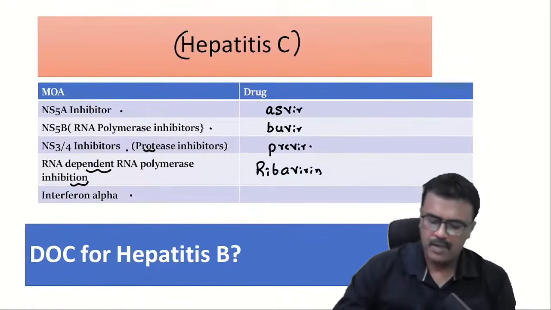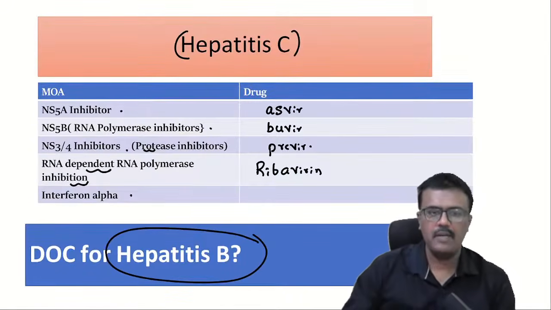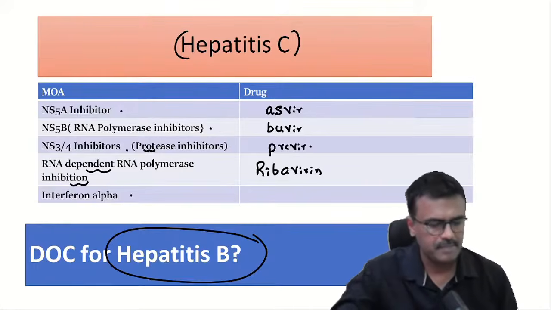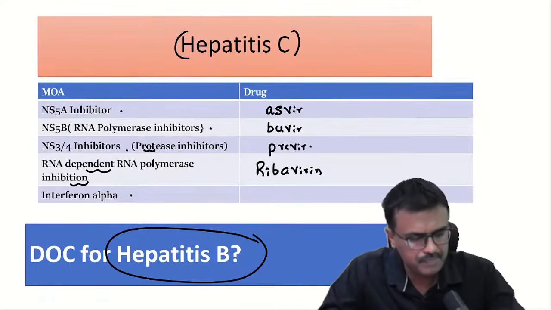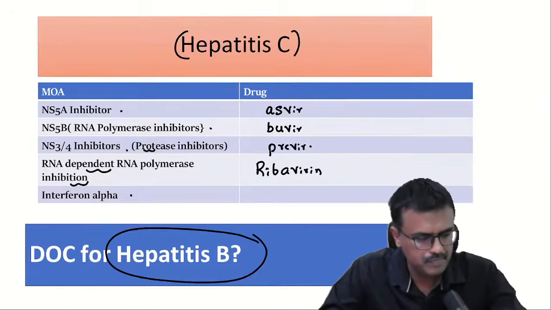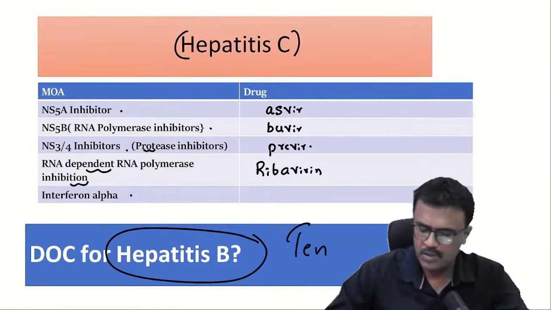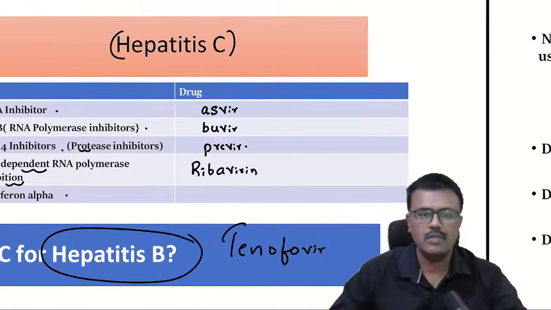Now coming to hepatitis B, what's the drug of choice? Anybody? Waiting for your answers. Hepatitis B, you should tell me the answer. The drug of choice is tenofovir.